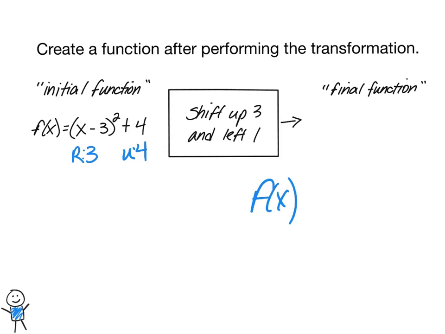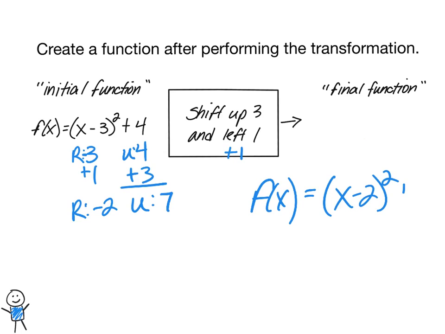Now this is telling me that I need to shift up 3 more places from when I started. So in that case, I'm going to add 3 more to the up direction, giving me a new position of up 7. Left 1 is tricky. If I want to go left 1 from where I've started, remember the left and right shifts are opposite of what you think. So left 1, instead of subtracting 1, I'm actually going to have to add 1. So from this minus 3 that I started with, I've got to add 1, so my new right position is negative 3 plus 1, which is a negative 2. So the function would look like this: x minus 2 squared plus 7.